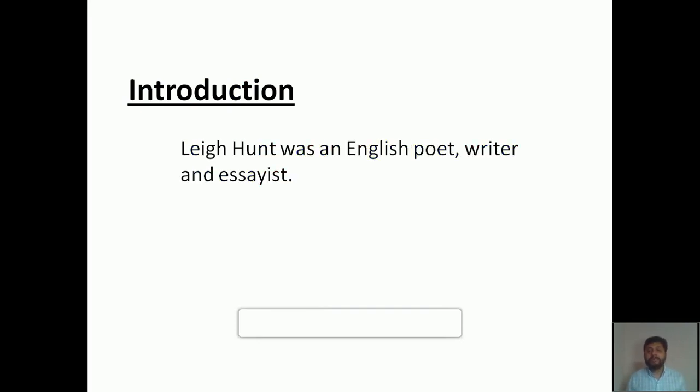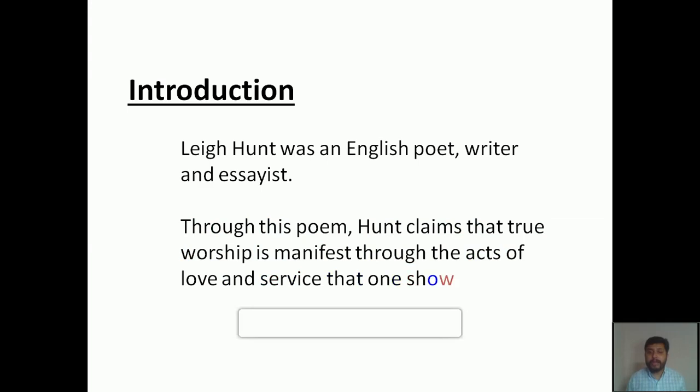Hunt was an English poet, writer and essayist. So this great author was famous in different fields: he was a very good and renowned poet, a good writer and an essayist. Through this poem, Hunt claims that true worship is manifest through the acts of love and service that one shows one's fellow men and women.